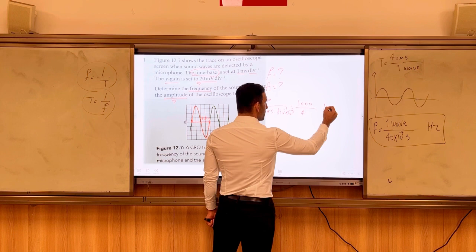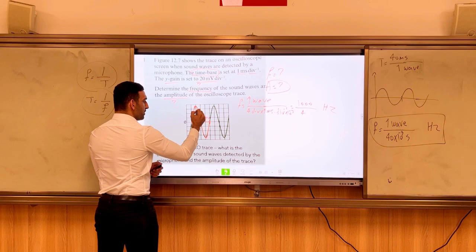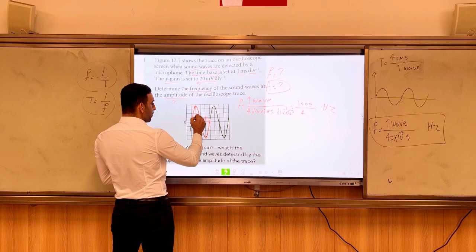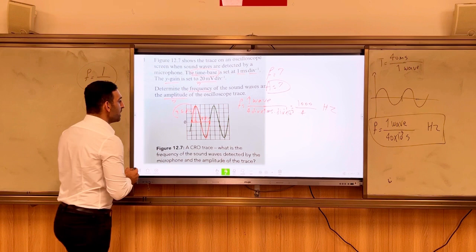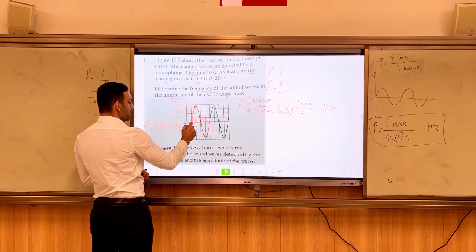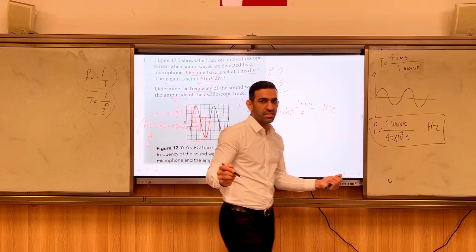How about amplitude? Pretty easy. We only need to find the undisturbed line, the line that makes two even sides, where the top side and the bottom side are even. So that is going to be our amplitude: 1, 2, 3, 3.5 divisions. Each division is 20 millivolts. Perfect. Amplitude is 3.5 divisions times 20 millivolts. That's going to be our amplitude. Perfect, that's it. This is your homework.